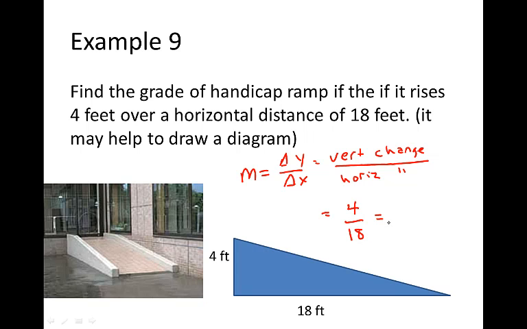Let's reduce the fraction to 2/9, but often these are expressed as decimals, so 0.222, and it keeps repeating. Sometimes it's expressed as a percent, as we saw on that grade sign. So 22% grade. Sometimes they'll express it as a 2 to 9. Or 22.2% grade, taking it out to one more decimal place.